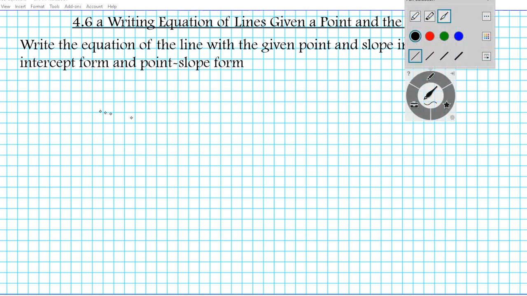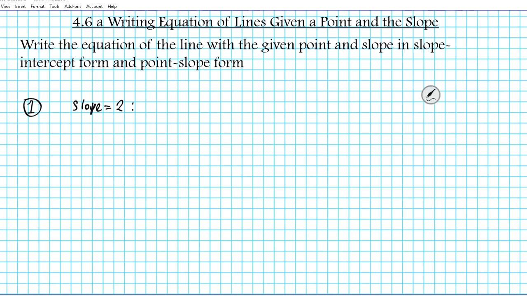So for question 1, let's say we have a slope of 2. So the slope is equal to 2. And we have the point (5, 3). Okay, so what's the equation of the line that goes through this point and has this slope in point-slope and slope-intercept form?